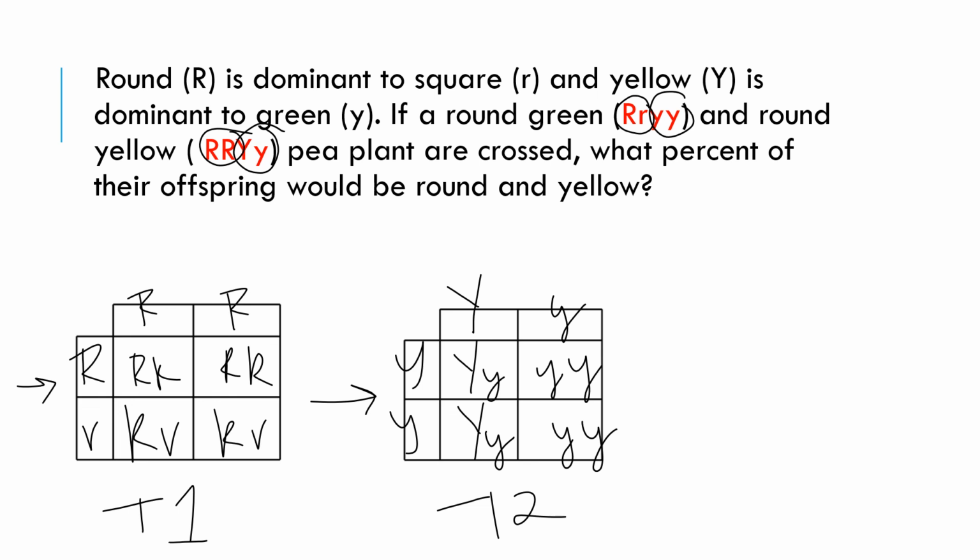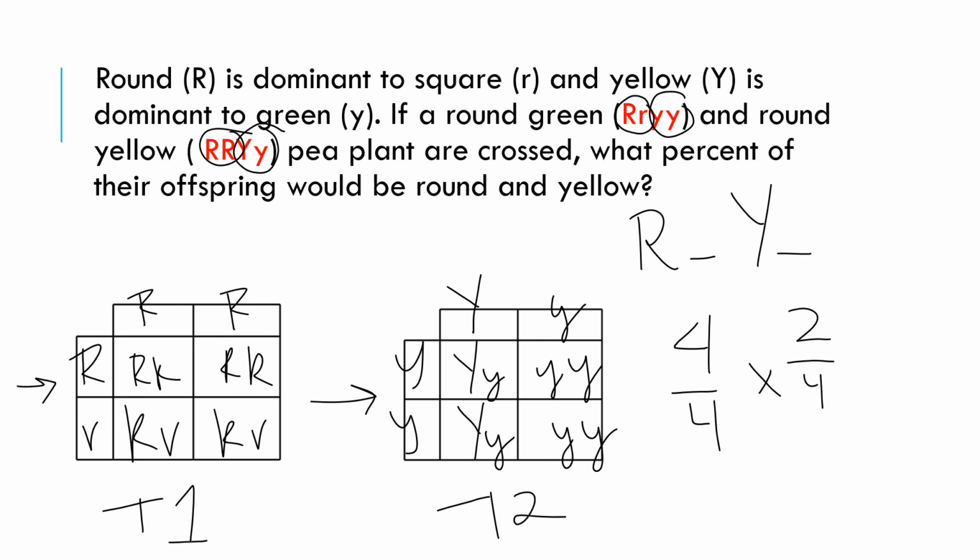All right, and then let's go ahead and again solve our problem. So we're looking for round and yellow. Again, with all the capital R, don't care what the second R is, and then capital Y, don't care what the second Y is. So in my first box, 4 out of 4 have capital R's. Times, if I look in the second one, how many have capital Y's? 2. So I say 2 out of 4. And again, we're talking about the kids right here. So it's these kids, and then we're talking about all of the kids here.